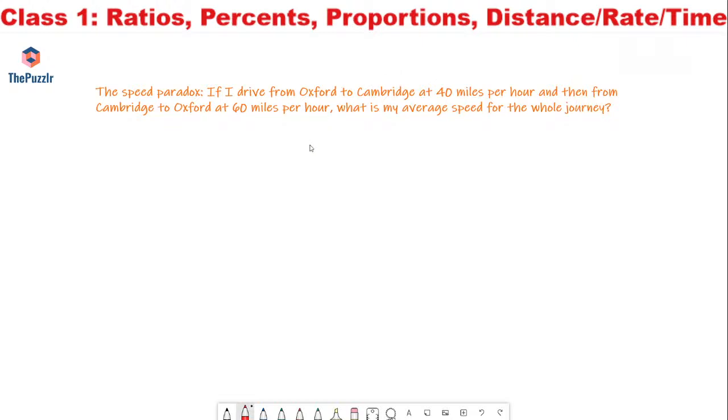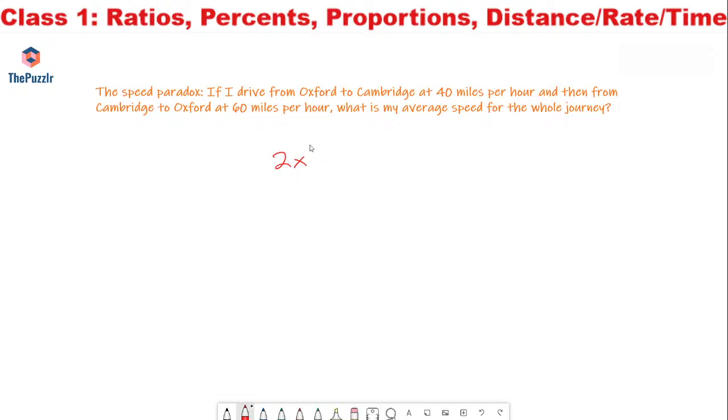Let's just assume what this distance is. But better than that, let's assume it's just x. Okay, so the total distance that they traveled is 2x, right? They traveled 2x because x from Oxford to Cambridge and Cambridge to Oxford is another x.